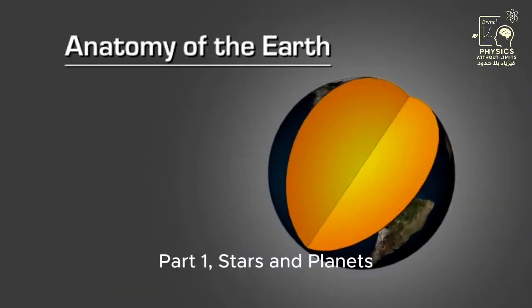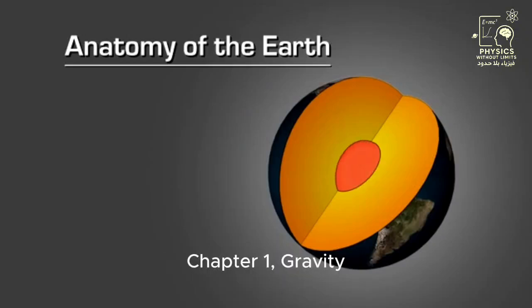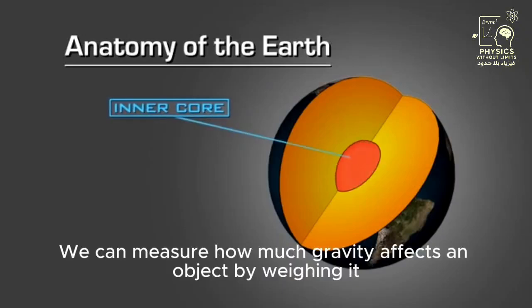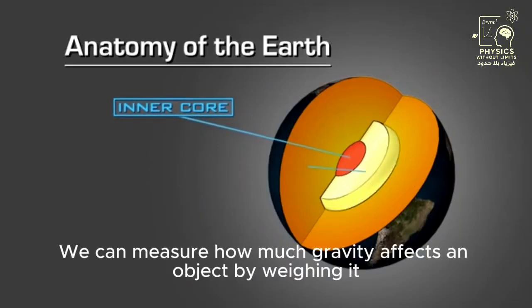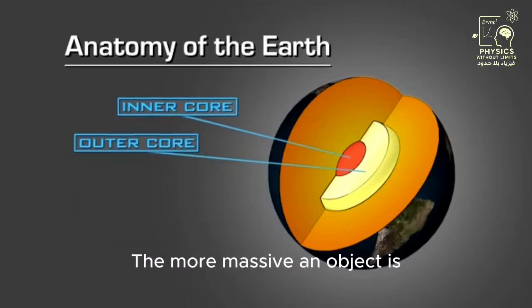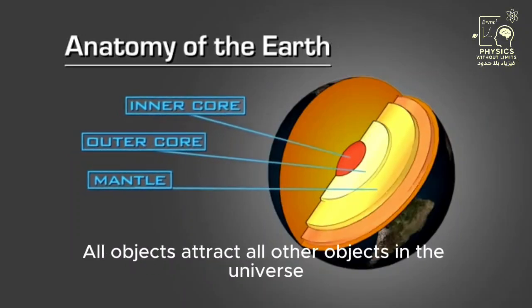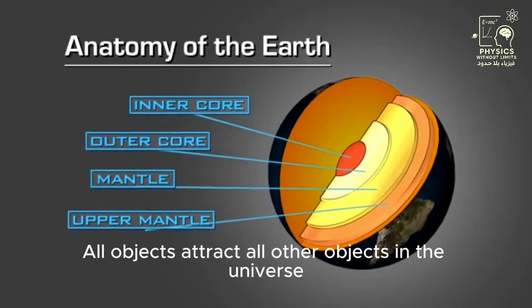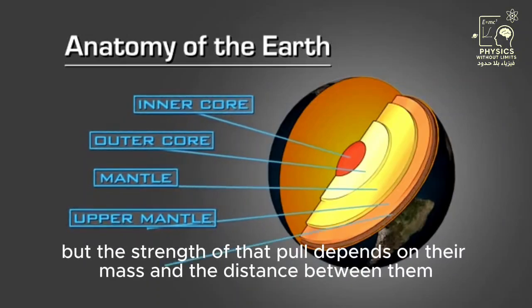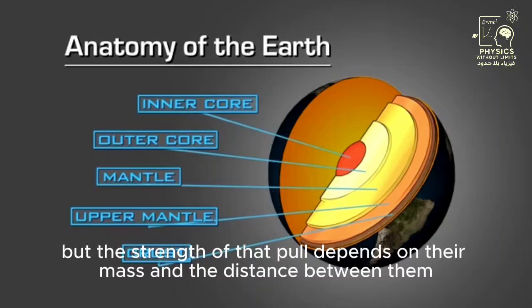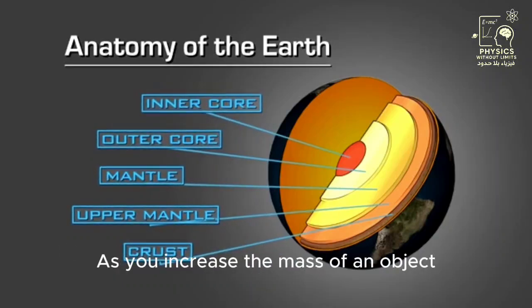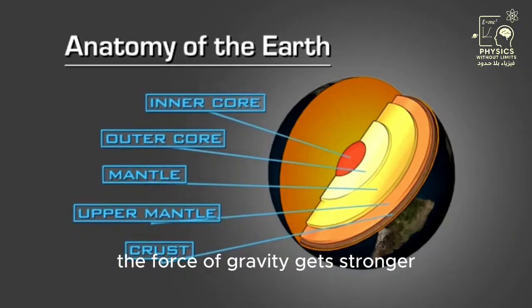Part 1. Stars and Planets. Chapter 1. Gravity. We can measure how much gravity affects an object by weighing it. The more massive an object is, the stronger its gravitational pull. All objects attract all other objects in the universe, but the strength of that pull depends on their mass and the distance between them. As you increase the mass of an object, the force of gravity gets stronger.